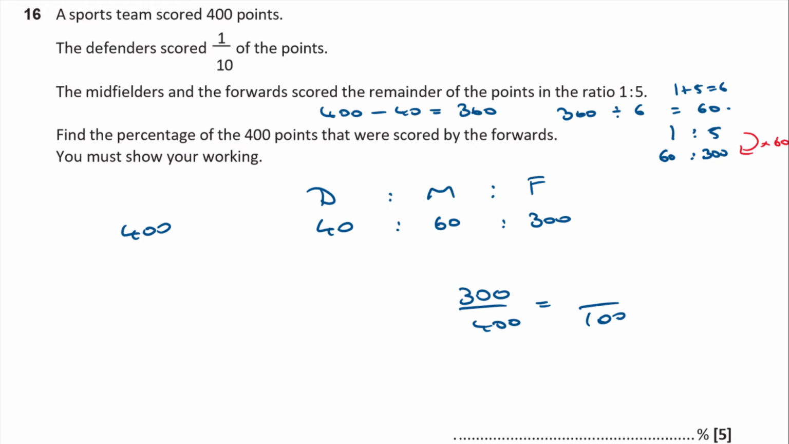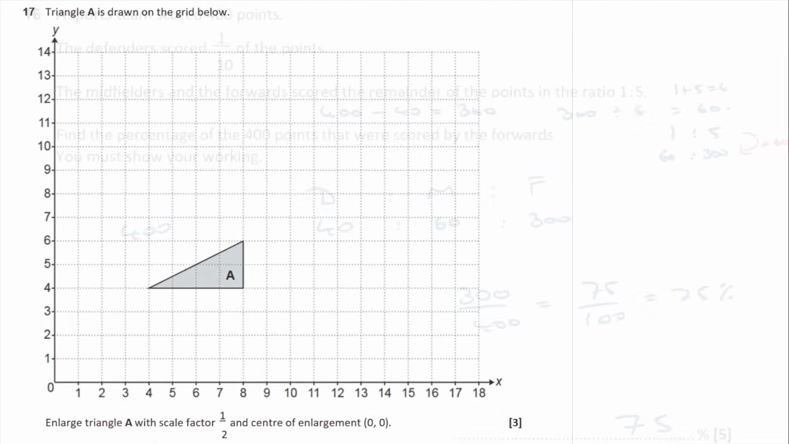300 divided by 4 is 75. So that's 75 over 100, so that's going to be 75%. So that is what they scored then, isn't it? 75% of the points.